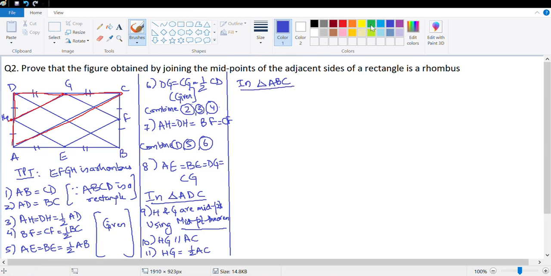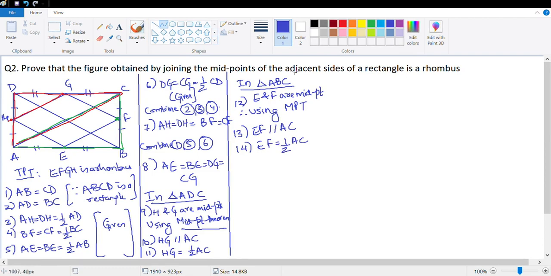So let's look at this triangle ABC. Here E and F are midpoints. So let's see what this gives us. Number 12 will be: E and F are midpoints. Therefore, using the midpoint theorem, what do I get? EF is parallel to AC and EF is equal to half AC.